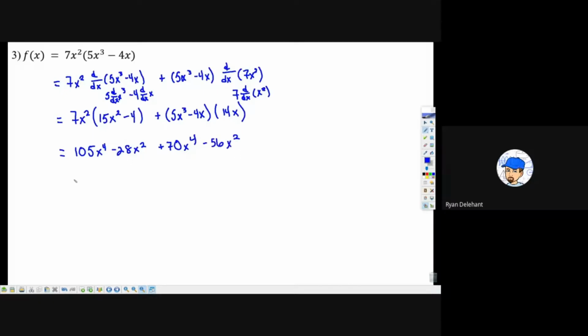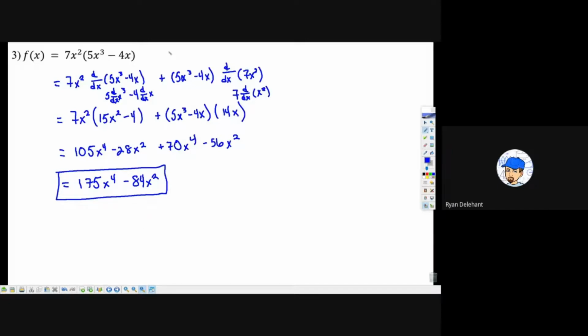So we actually get some stuff that combines here. So we're going to get 105 plus 70, so that's 175 x to the 4th, and both of these things are negative. So that is 84. So that's going to be minus 84 x squared. So this is our derivative using the product rule.